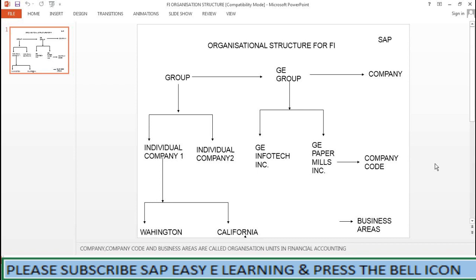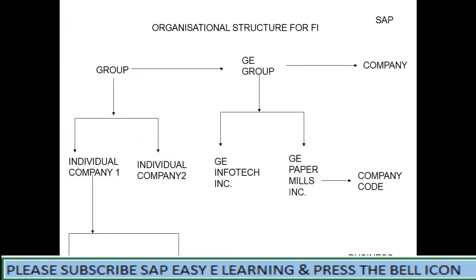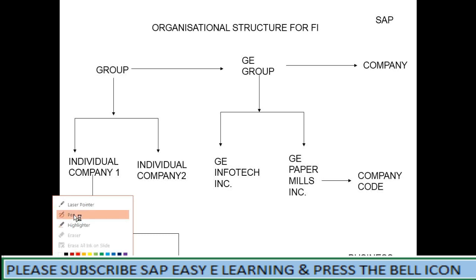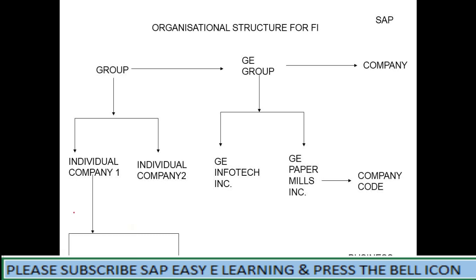Now, from the viewpoint of preparing P&L account and balance sheet, you take any company in the world, right? At the top, you have the group. So you take any company in the world for the purpose of preparing financial statements. At the top, you have the group. So group means you will have some number of individual companies. So like individual company 1 and individual company 2.